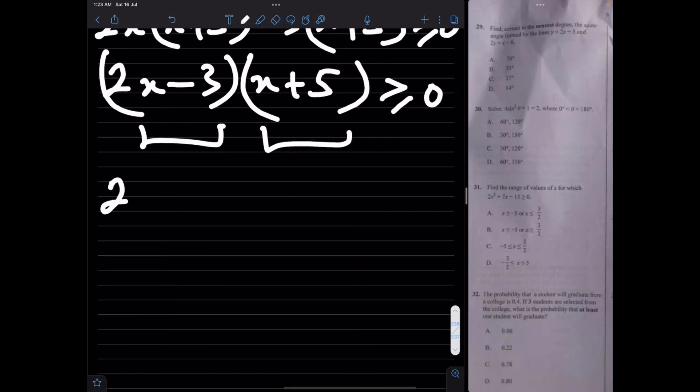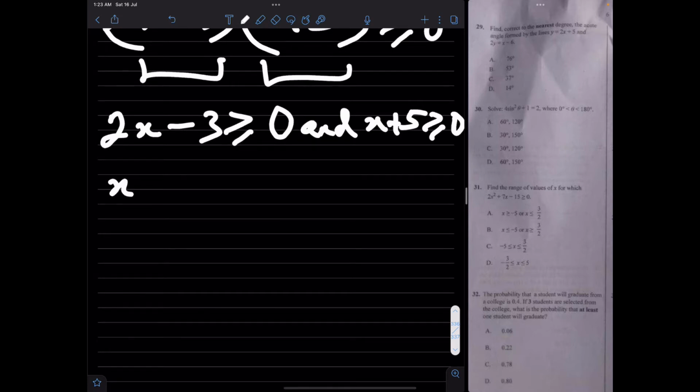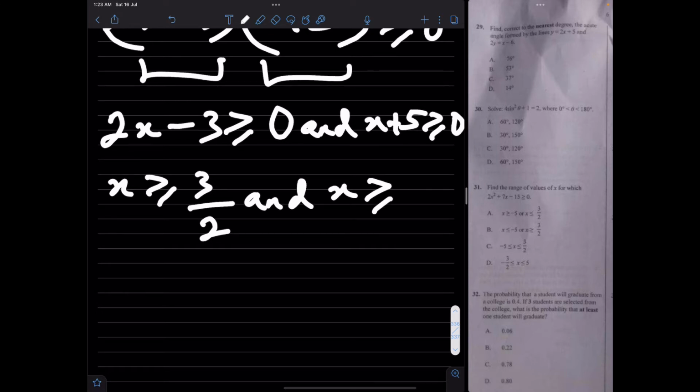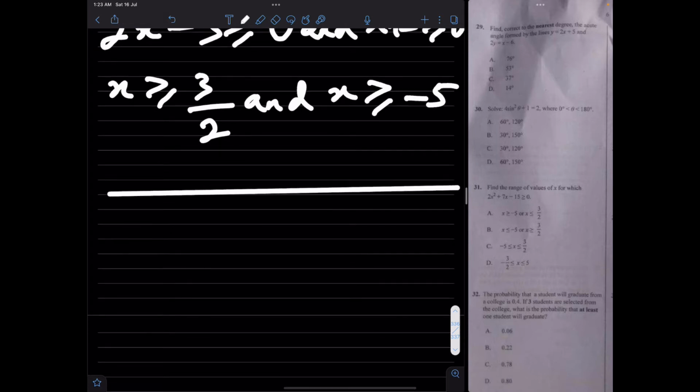So let me consider the first condition. It's either 2x minus 3 is greater than or equal to 0 and x plus 5 is also greater than or equal to 0, which simply means x is greater than or equal to 3 over 2 and x is greater than or equal to minus 5. That's the first condition. Let's show it on a number line.